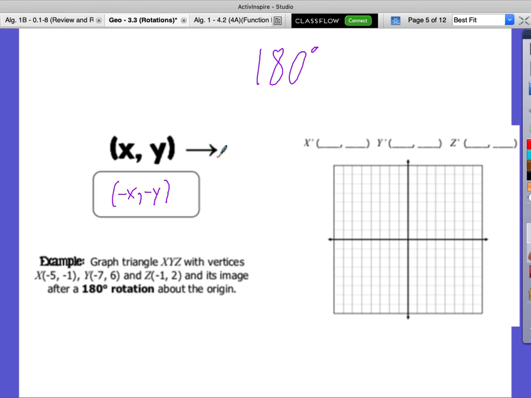Because it's just talking about starting position versus ending position. Something can start negative in this case. Okay. So on 180 we're gonna graph this triangle XYZ. X is negative 5, comma negative 1. Y is negative 7, comma 6. And Z is negative 1, comma 2.